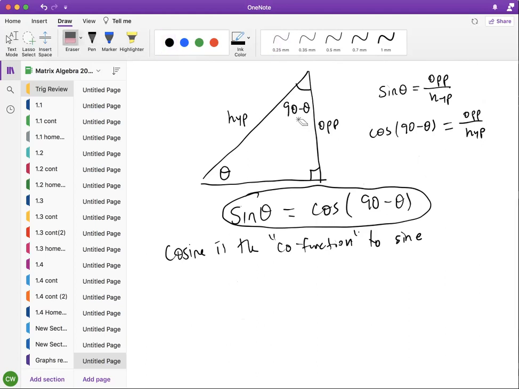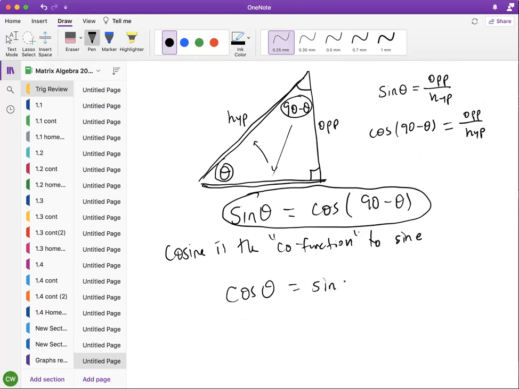Notice that cosine of this angle is the adjacent divided by the hypotenuse, which is the same as sine of this angle. So it's also true that cosine of theta is equal to sine of 90 minus theta. So it works both ways.